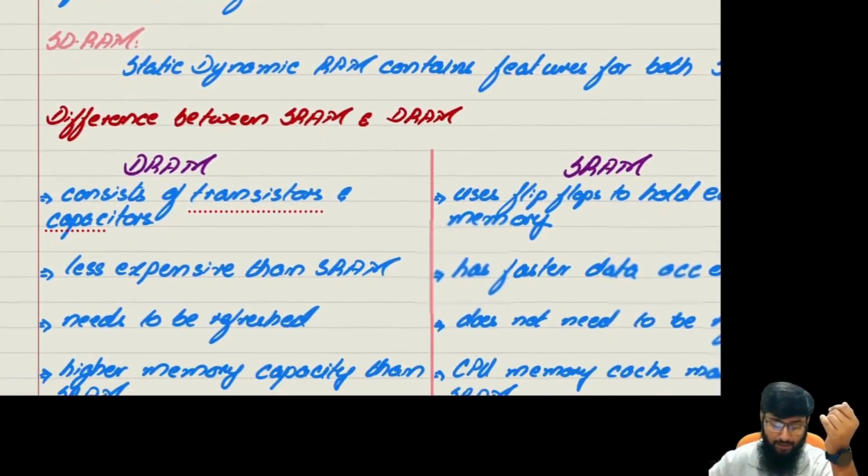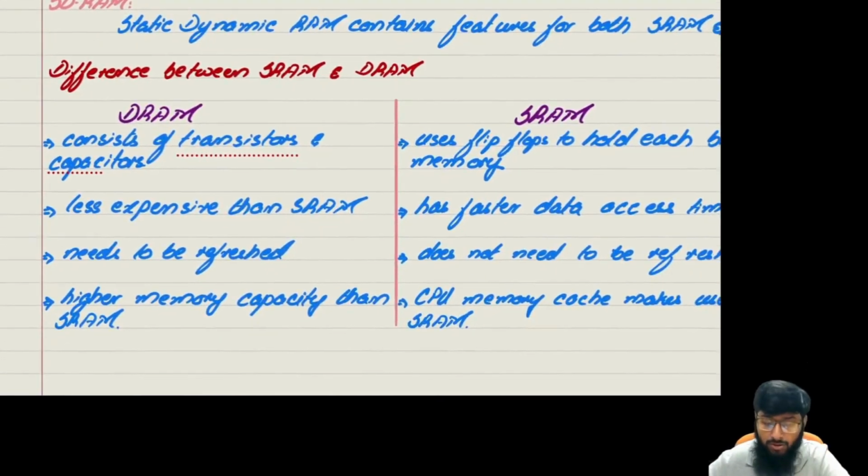Now if we come to the differences between the SRAM and the DRAM, DRAM consists of transistors and capacitors. They are less expensive than SRAM because they are slower. They need to be refreshed, as we just discussed. Higher memory capacity. Why? Because they are refreshing again and again. So that's the reason they can have more memory capacity as compared to the SRAM.